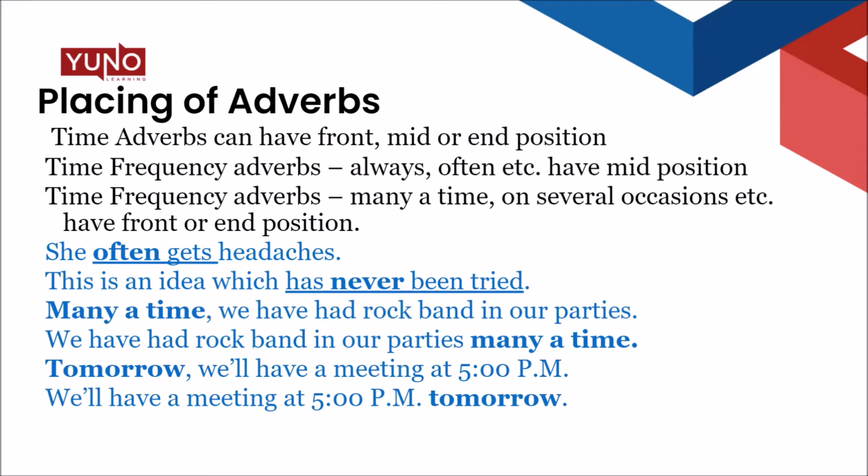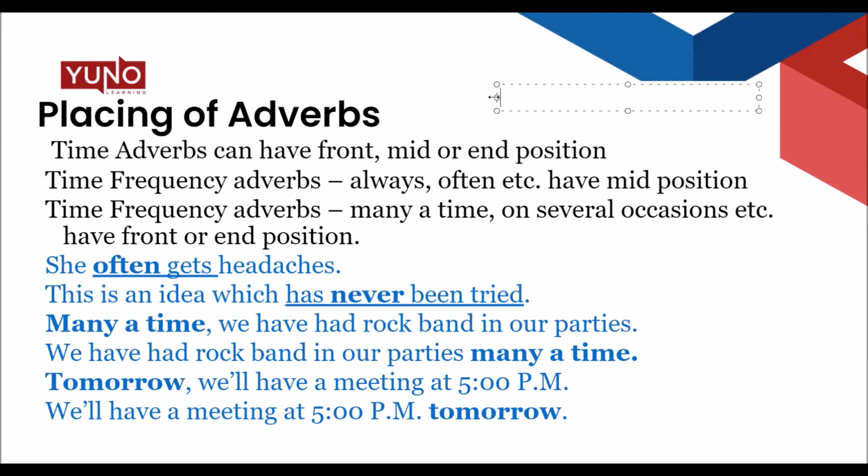Now let's understand the placing of the time adverbs. So the time adverbs can have front, mid, or end position. What do we mean by front, mid, or end position? If the adverb comes before the subject, it comes here, and then you have the subject. This is the front position. If it comes after the subject, you have the subject, and then you have the adverb, and then you have the verb, then this is the mid position of the adverb.